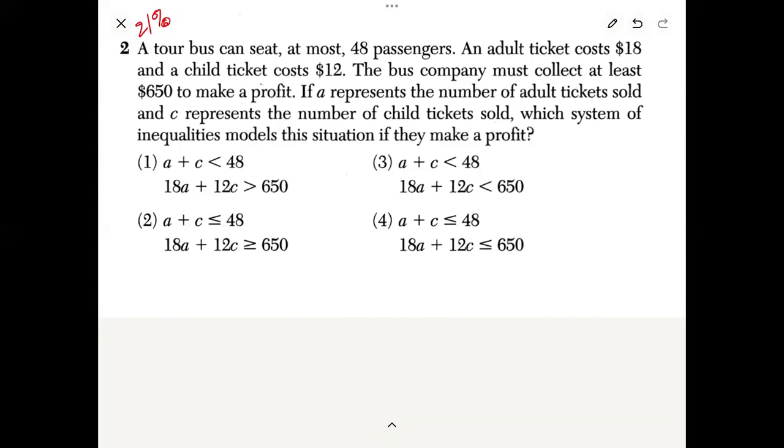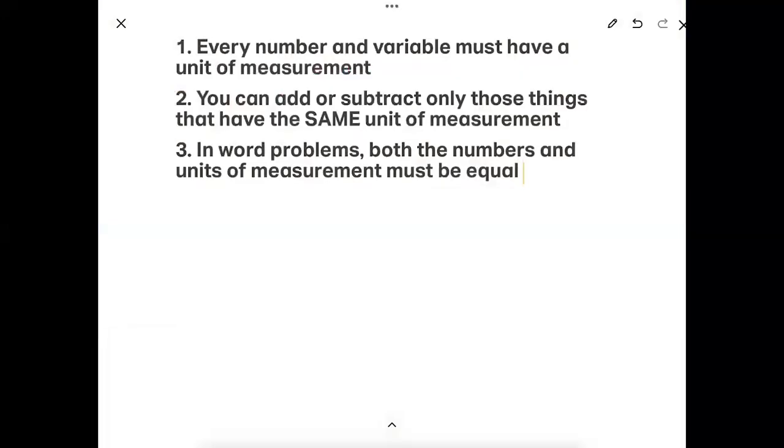So first, I want to go back and look at the rules just to refresh you. Very first rule, every number and every variable has to have a unit of measurement. It has to be feet, miles, miles per second. Everything, numbers and variables both, has to have a unit of measurement.